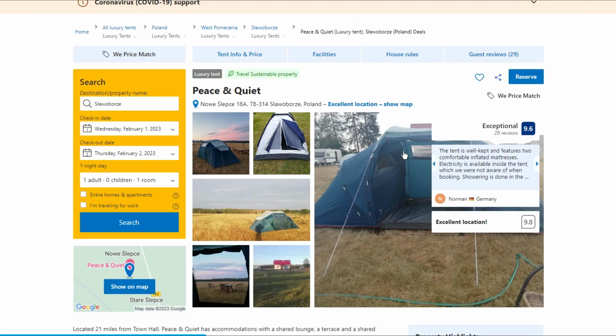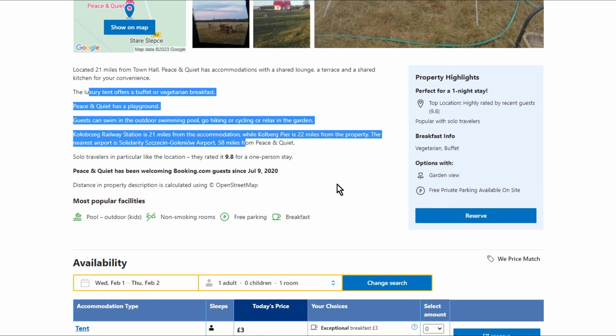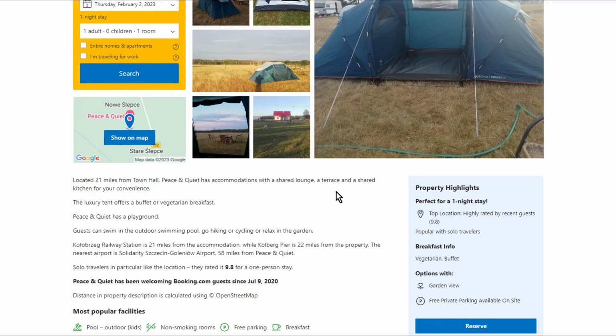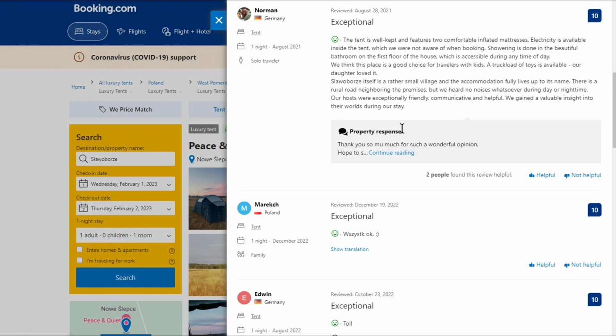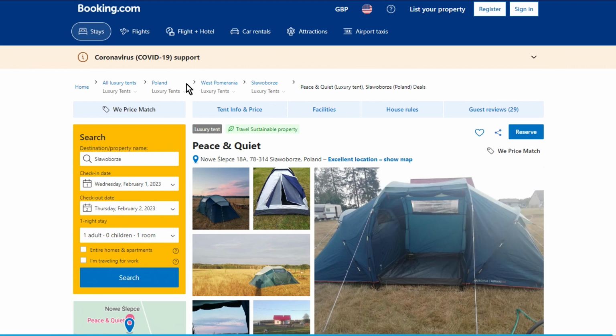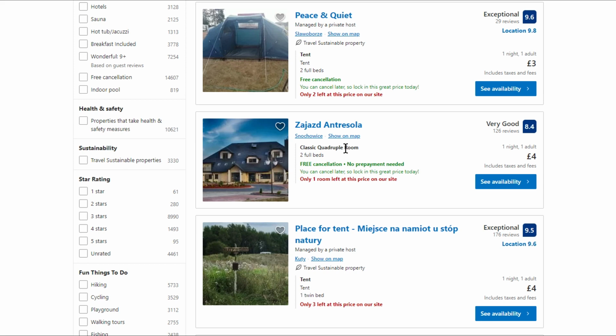Do they provide heating? Is it space for a tent? Or does it actually include a tent? So they provide a tent for you. I hope they provide it for me. I don't want to bring my own tent. Guest reviews. All very, very good reviews. The tent's well kept. No, I don't think you could sleep in a tent in this weather, but well, let's skip the tent ones. And you've got their classic quadruple room.